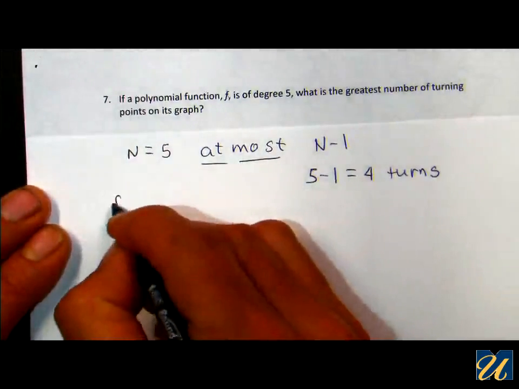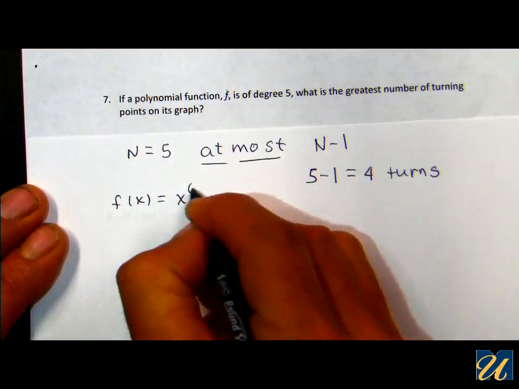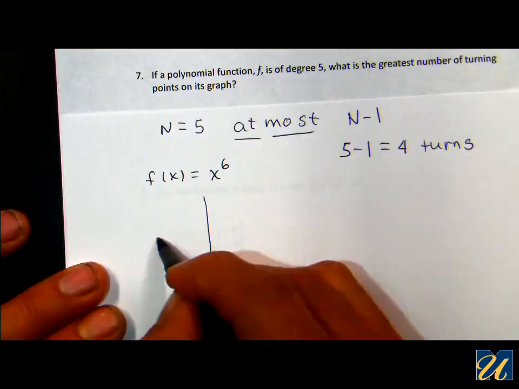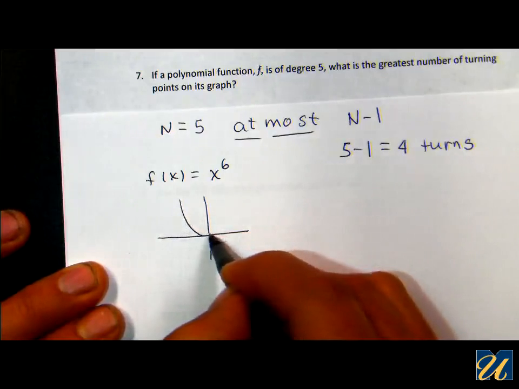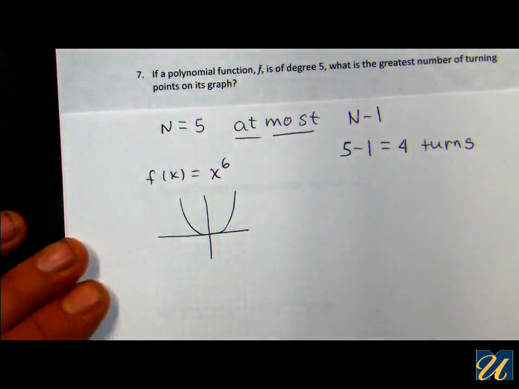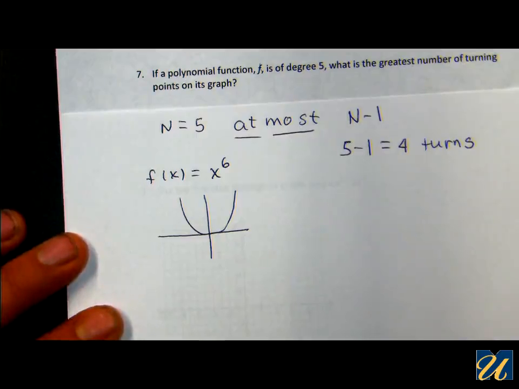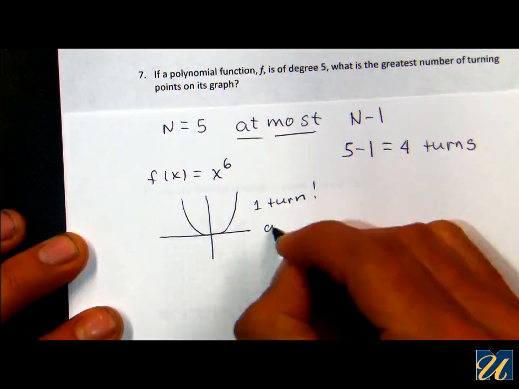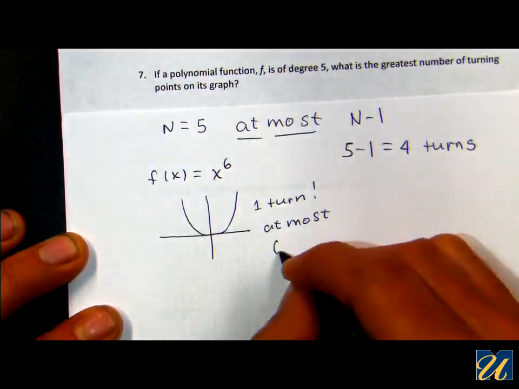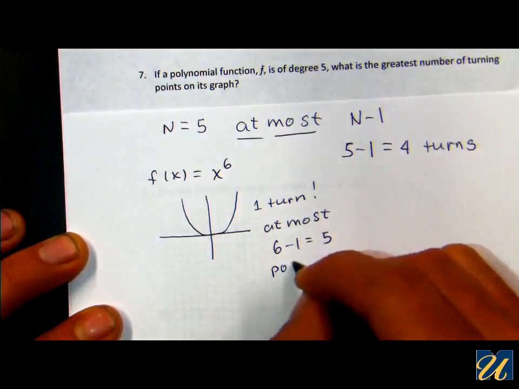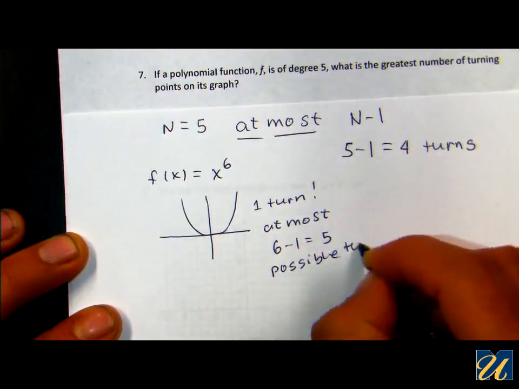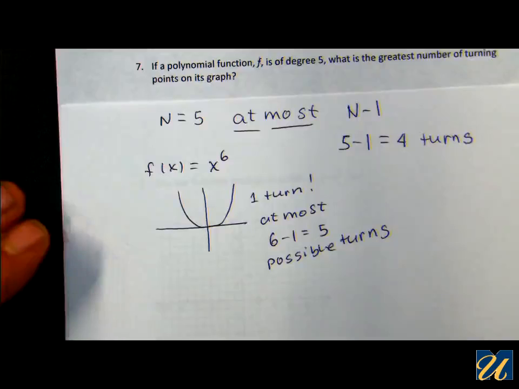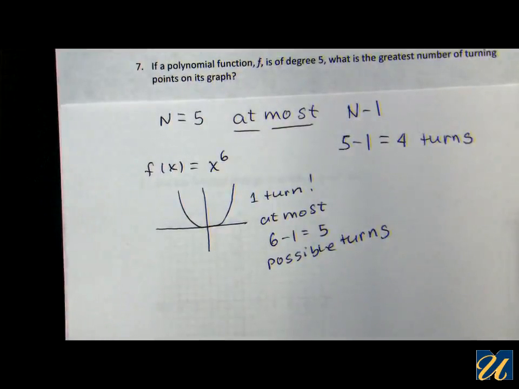In fact, if you just want a simple example here, here is a 6th-degree polynomial. Very simple, it's x to the 6th. Its graph looks a lot like a parabola. It's not really a parabola, but it looks like one. And it has how many turns? 1 turn. Yet, it says it has at most 6 minus 1, or 5 possible turns. So see, it is at most. Doesn't mean it has that many. It just depends on what you have. So it's helpful, but not completely definitive.